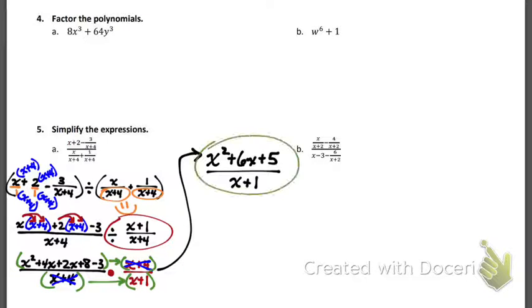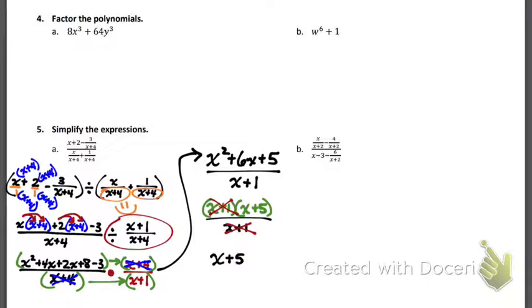Can I simplify this any further? Yes. How does that numerator factor? x plus 1, x plus 5 over x plus 1. Can I reduce that? Yes, this is a factor. It is being multiplied to the x plus 5, so division can simplify that. I can reduce through that. My final answer here would just be x plus 5.